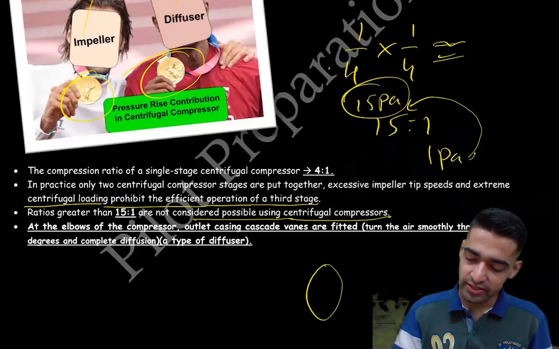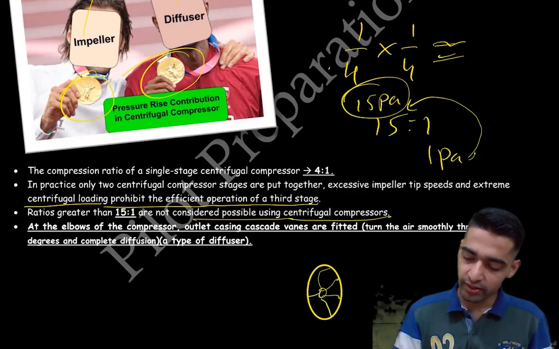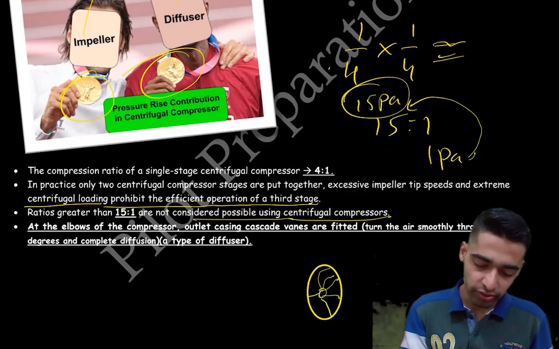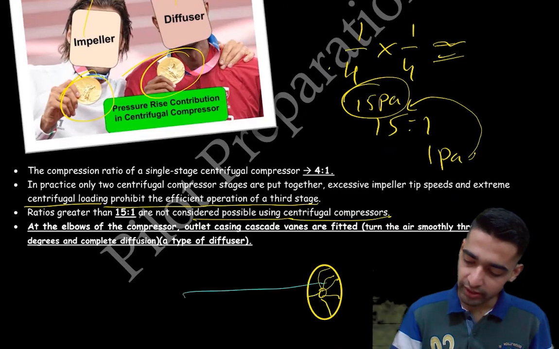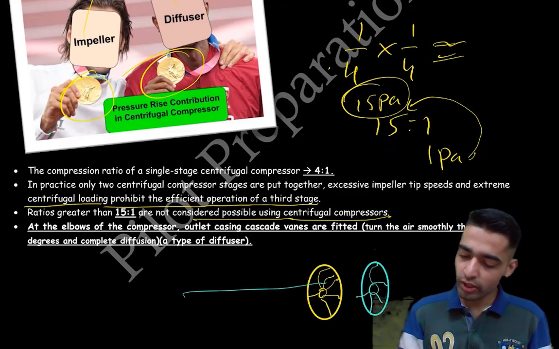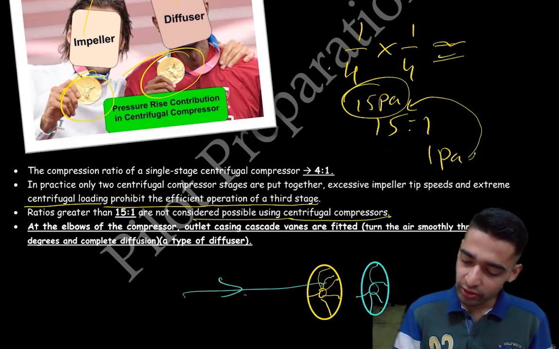After the first stage, we know the air goes through the impeller like this. It goes through the impeller and there is one more compressor. So it goes again through the impeller here, right? So the air comes like this, it goes through the impeller, then it goes through the diffuser here, and it goes to the next part.